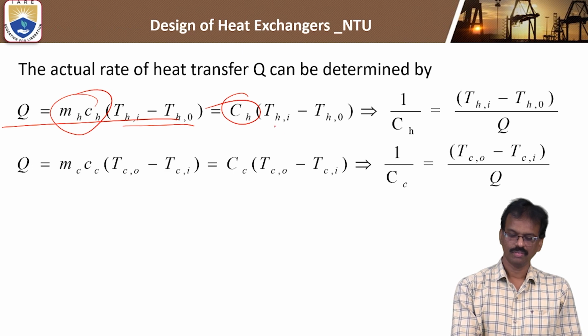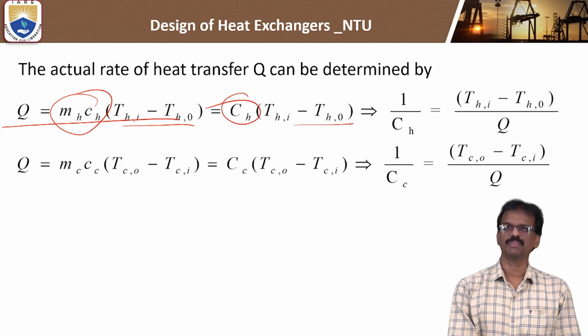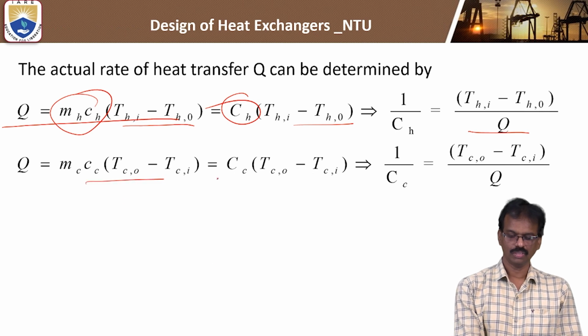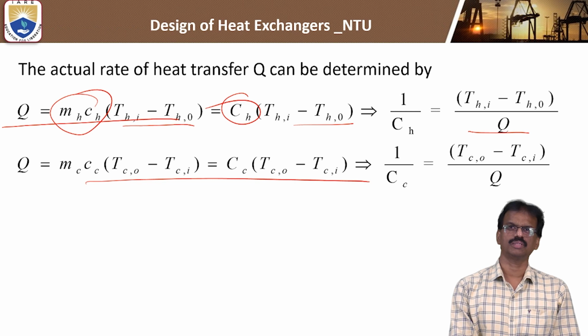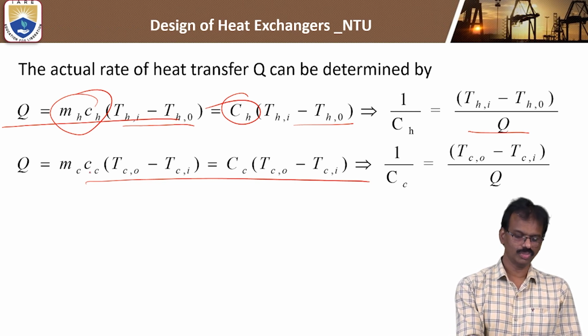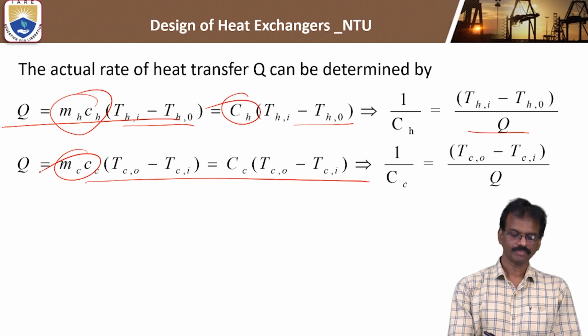So, hot fluid inlet minus hot fluid outlet. We can see, 1 by Ch is equal to Thi minus Th naught by Q also. This is with respect to the cold fluid. So Q is equal to mCCc into Tc naught minus Tca. You can see, we can write like this.